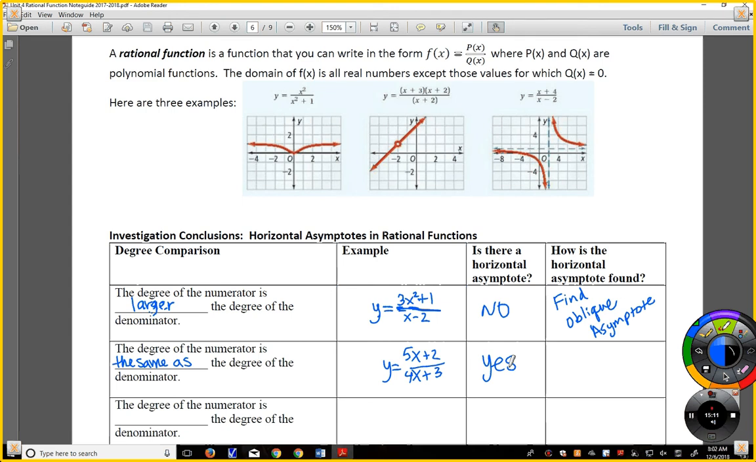And then the last situation was that the degree of the numerator is smaller or less than the degree of the denominator, okay? So something like this, where you have the larger degree in the denominator, okay? And did those graphs end with horizontal ends? They did, right?